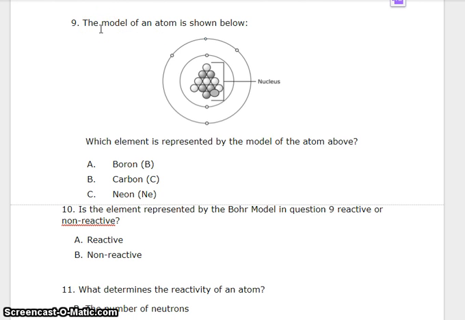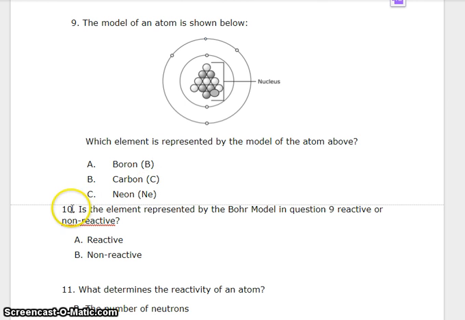Number 9. The model of an atom is shown below. We have our electrons and we have our nucleus. Which element is represented by the model in the atom above? So look at my electrons. Which atom is it using my periodic table?